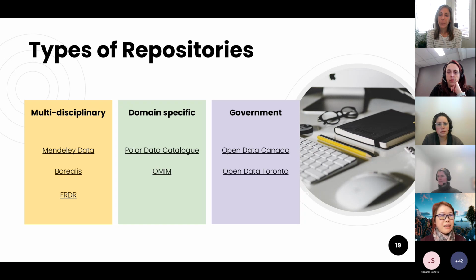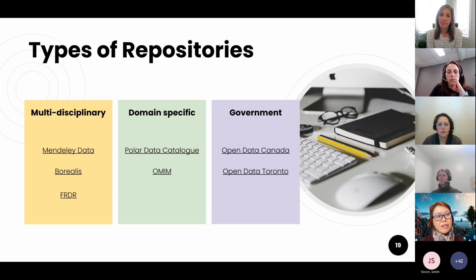The second type is discipline or domain-specific repositories. This type of repo typically accepts domain-specific data with different requirements on metadata, file format, etc. For example, the Polar Data Catalog provides access to data created by Arctic and Antarctic researchers. Another example is OMIM. It covers data on human genes and genetic phenotypes.